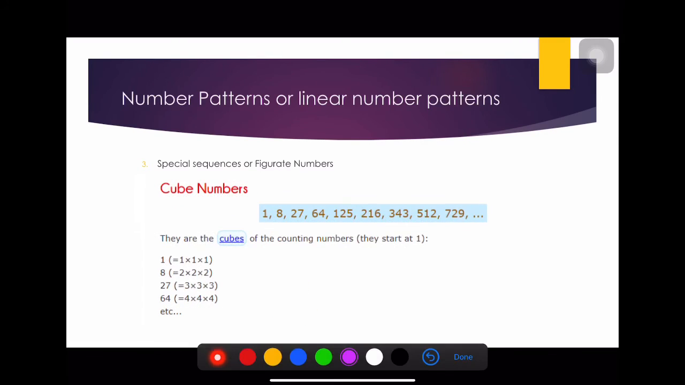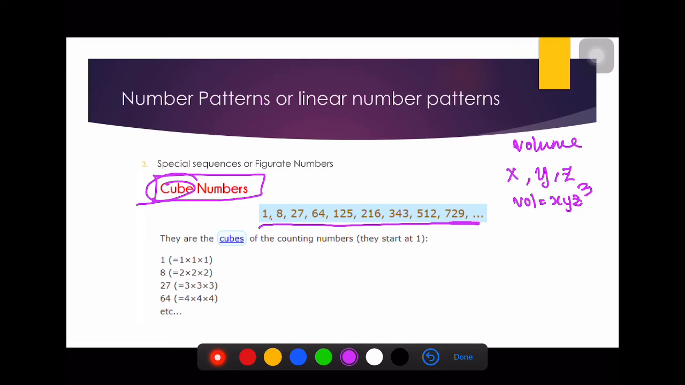Now the next one will be cube numbers. It will be 1 times 1 times 1, 2 times 2 times 2, 3 times 3 times 3, and 4 times 4 times 4. Then we have 5 times 5 times 5, 6 times 6 times 6, or 7 times 7 times 7, and the list goes on.